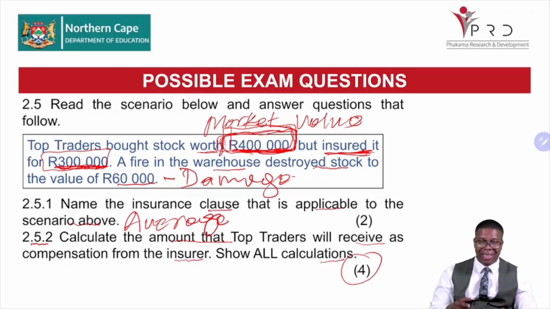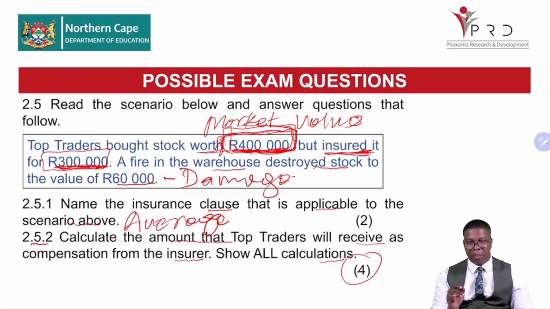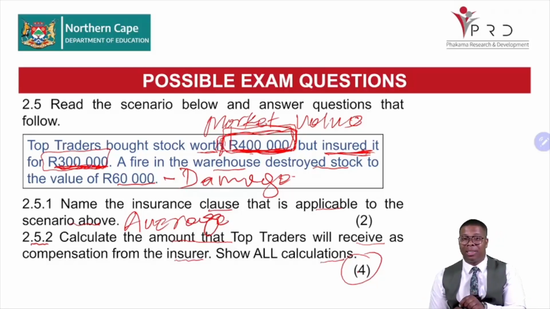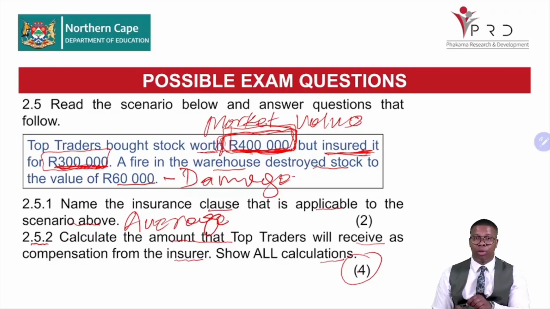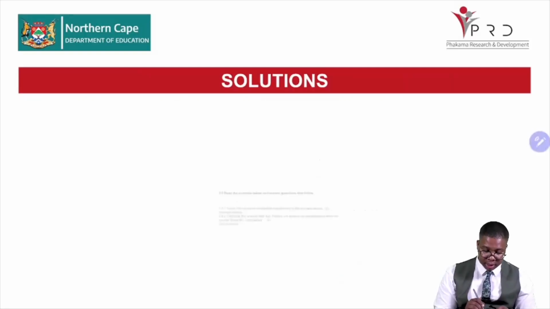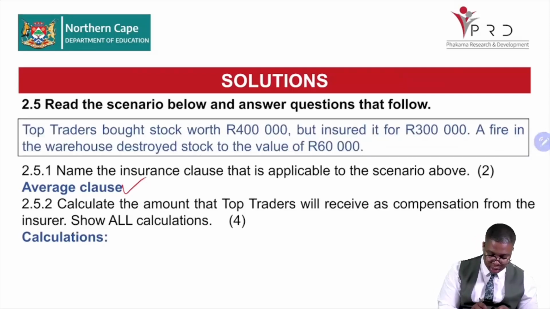So which clause does the company apply as the insurance company? The insurance company would apply a clause we call the average clause, because they need to calculate the average in proportion to how much Top Trader as a company will receive. So the answer is supposed to be average clause.